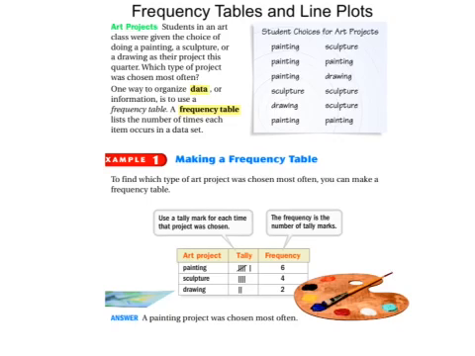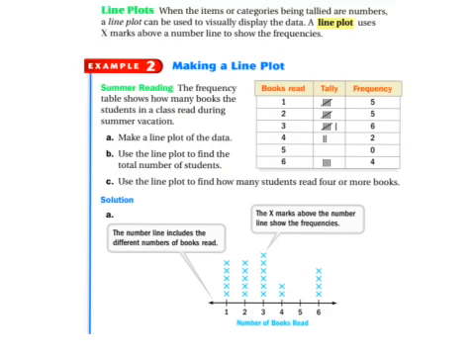Notice in the tally that you do 4 lines, and on the 5th one you cross over. And that's just an easy way to keep it in groups of 5. The frequency is actually what the tally number is, written numerically. So the answer here, because the question asked which one happened most often, is painting. So this is a really good example of a table. Let's take a look at a line plot and then we'll do some examples.